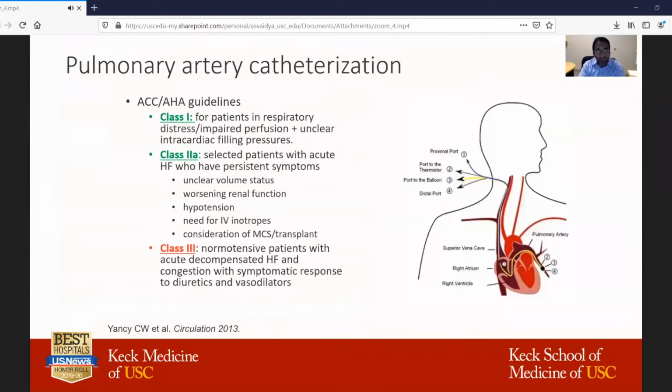Okay, moving on to some other things that we were discussing with our patient example, which is pulmonary artery catheterization. So what do the guidelines tell us about this? This is also known as a Swan catheter, Swan-Ganz. The guidelines tell us that it's a class 1 indication for patients in respiratory distress with impaired perfusion plus unclear intracardiac filling pressure. It's a class 3 indication in normotensive patients with acute decompensated heart failure and congestion with symptomatic response to diuretics and vasodilators.